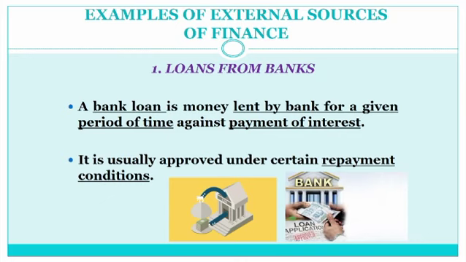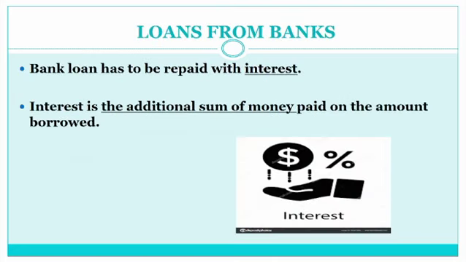Examples of external sources of finance are: number 1, loans from banks. A bank loan is money lent by bank for a given period of time against payment of interest. It is usually approved under certain repayment conditions. Bank loan has to be repaid with interest. Interest is the additional sum of money paid on the amount borrowed.